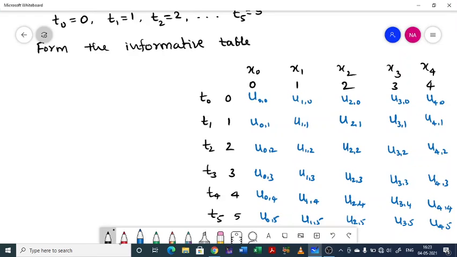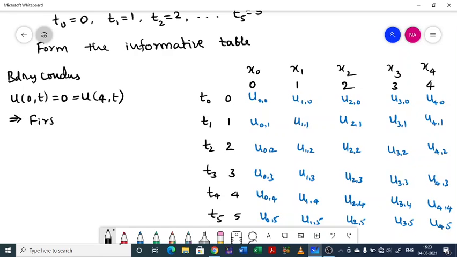Now come to the boundary conditions. Boundary conditions. It is given that u(0,t) equal to 0 equal to u(4,t). So from this your conclusion is first and last column will be 0. So first and last column, all entries will be 0.